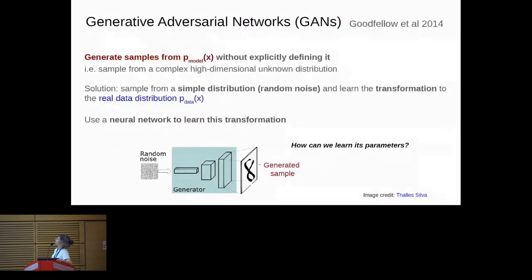And so the first model we used is the GAN, which basically wants to generate samples from a distribution without explicitly defining it. What Goodfellow and colleagues propose is to sample from a very simple distribution and just learn the mapping to a more complex real distribution. And the way they learn that is with a neural network called a generator, that basically goes from noise to a good-looking generated sample. But how do you learn the parameters of this generator?